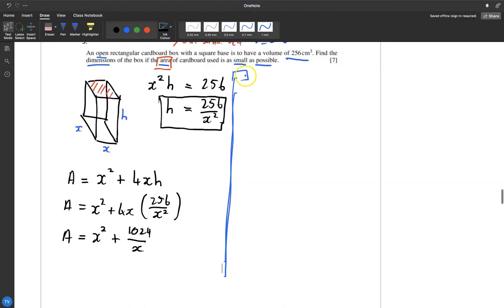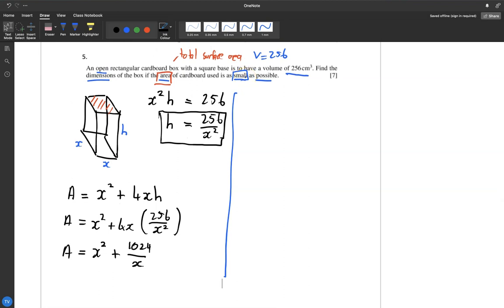Oops, something's wrong. Apologies, there's something wrong with the OneNote. But anyway, let's go on.